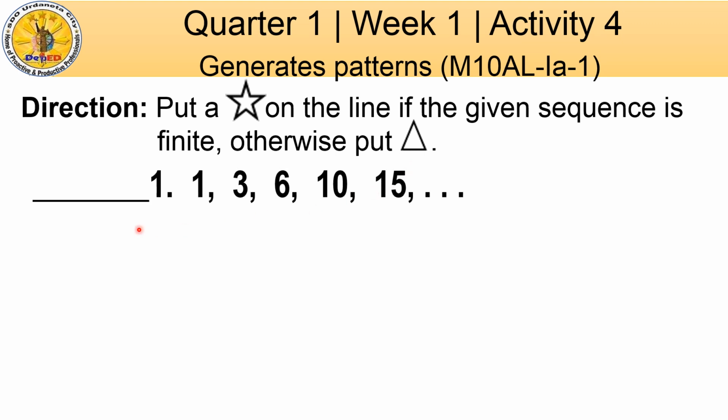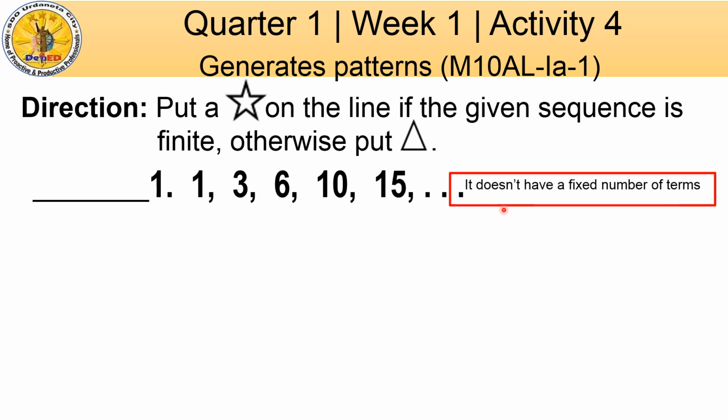Example number 1. Given the sequence 1, 3, 6, 10, 15, and so on, since it doesn't have a fixed number of terms or this sequence can go to infinity, then this is an example of infinite sequence. So we're going to put a triangle.